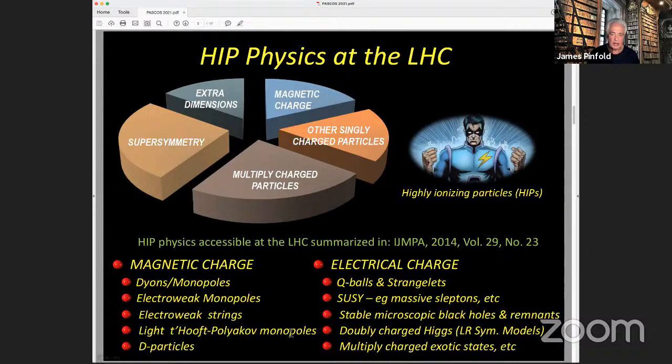D particles, electrical charges. We can look for Q-balls and strangelets, slow-moving SUSY particles, stable microscopic black holes, etc. So that is the main physics topic of MoEDAL. It's looking for highly ionizing particles.